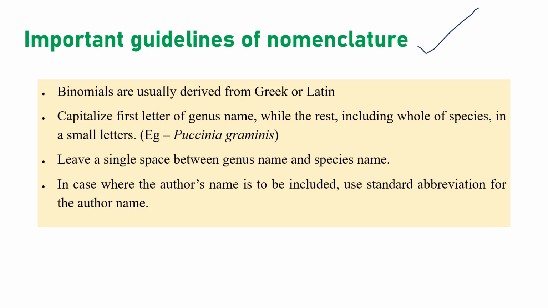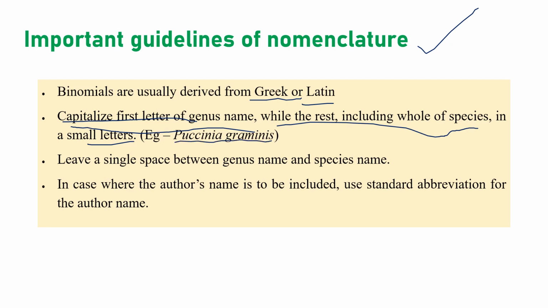Generally, these binomials are derived from either Greek or Latin, and the genus name must be capitalized. These are very important rules that we must follow when naming any organism. So the genus name always starts with a capital letter, while the rest, including the species name and subspecies name, will be in small letters.